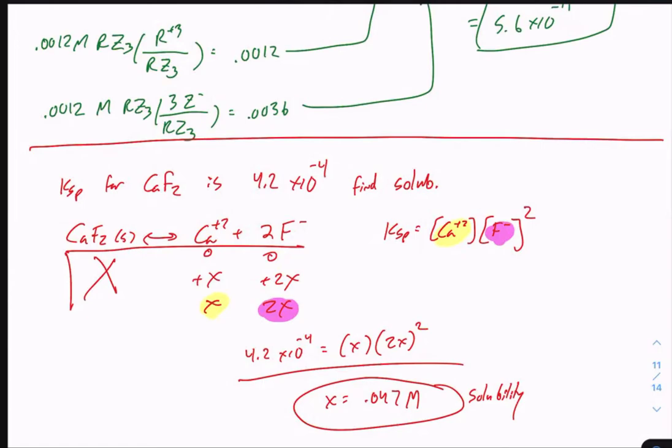How are we doing? Good? Okay, so are you seeing that the math rules don't change? How we do equilibrium problems is still really all the same. You have to set up an expression, the coefficients become exponents, and your ICE table helps you figure out what you plug in.